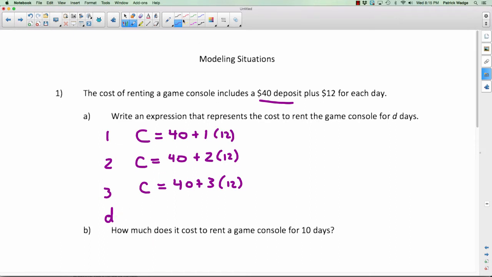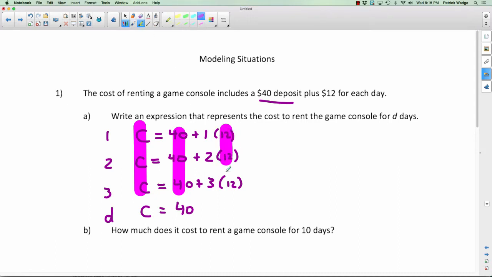Well, I mean, take a look. Look at how many things are the same here. In all of these equations here, we have C, C, C, and it's going to be exactly the same here. We're going to have C. In all of these equations here, we have 40, 40, 40, and again, we're going to have 40. In all of these equations here, we have 12, 12, 12, so we're going to have the 12, but what's going to be different here? It goes 1, 2, 3, this should be plus, how many days is it?